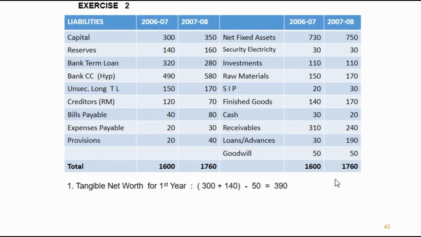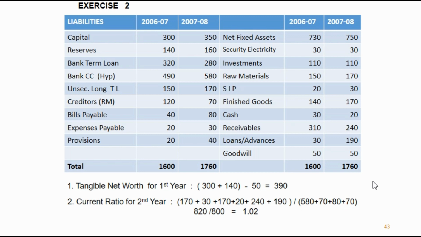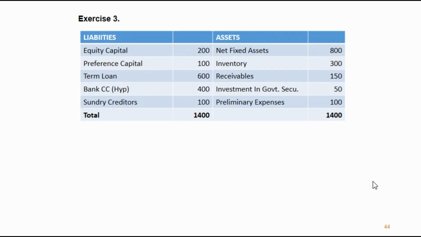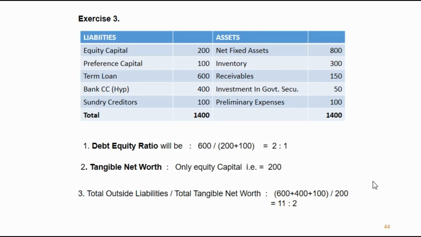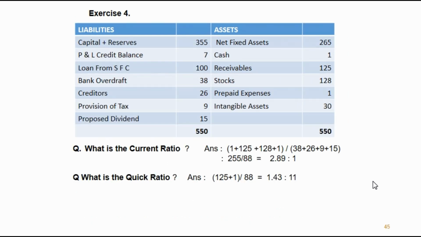Can do the second exercise. Tangible net worth for first year, current ratio for second year, debt equity ratio for first year. This is exercise number 3. Exercise number 4.